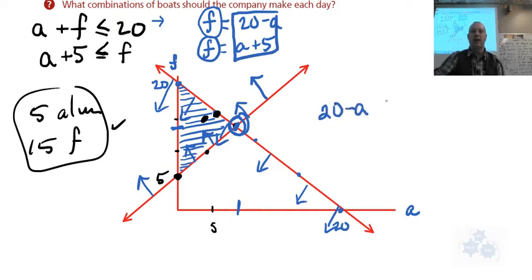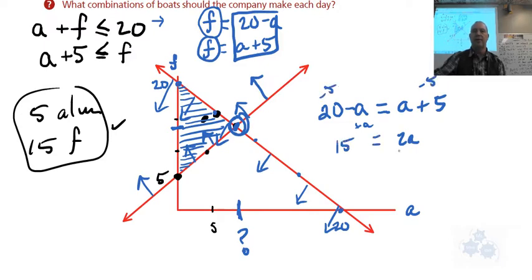So 20 minus a equals a plus 5. Okay? And this will give us the a value that will represent the point of intersection. So you do have to know how to do this by hand here, but I will show you with the graphing calculator a little bit later how to do this as well. So if you add a to both sides, you get 2a over here. If you subtract 5 from both sides, you get 15 over here. And so a is going to equal 7.5.